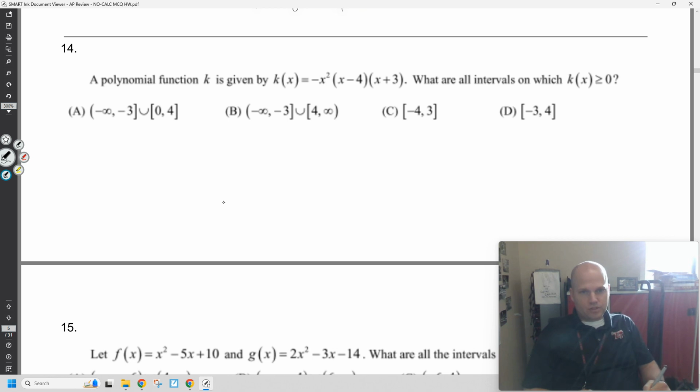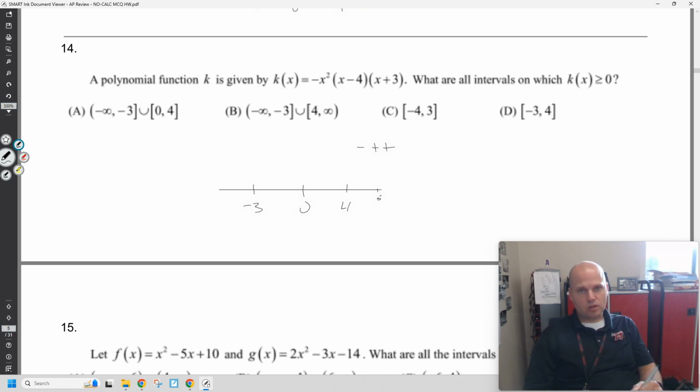Okay, same deal. Let's do this a little bit quicker. I got -3 makes this 0. I got 0 makes this 0. I got 4 makes this 0. Test 1 test point, like 5. Order of operations, square the values first, then make them negative. We'd have a negative, positive, positive.